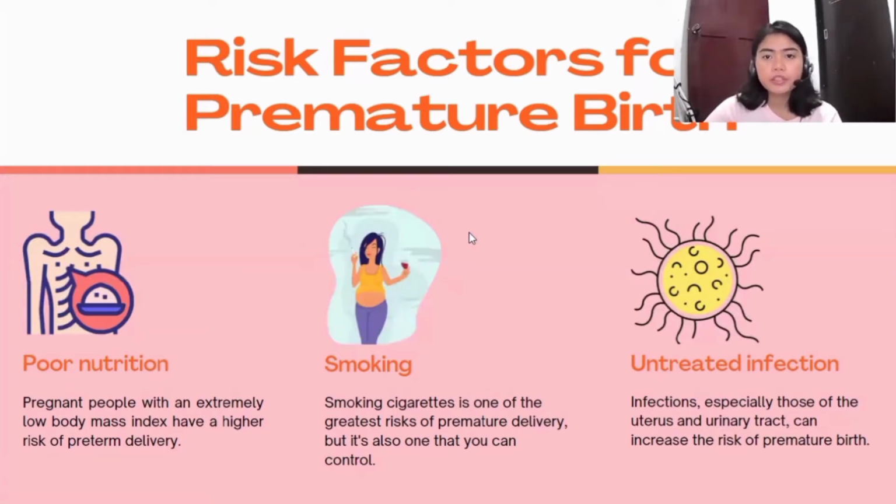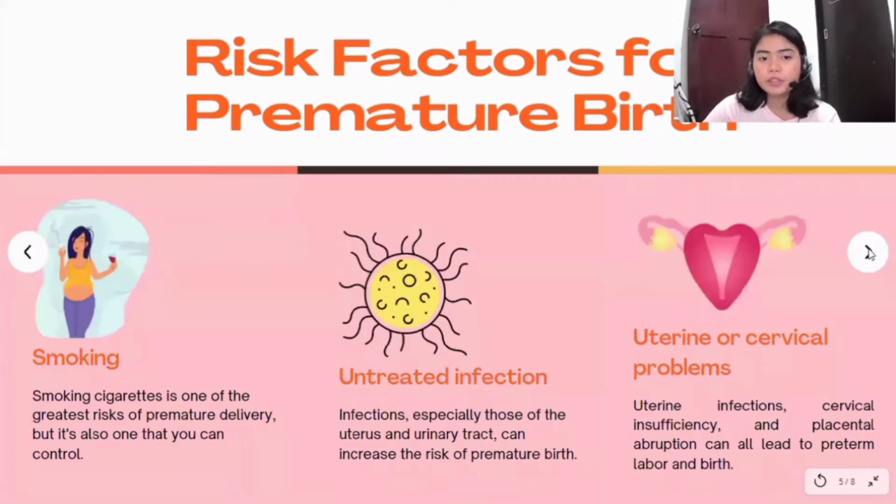Next is untreated infection. Infections, especially those of the uterus and urinary tract, can increase the risk of premature birth. Having a high white blood cell count, a marker of infection, is the best predictor of preterm birth from 22 to 27 weeks of gestation. Next is uterine or cervical problems. Uterine infections, cervical insufficiency, and placental abruption can all lead to preterm labor and birth.